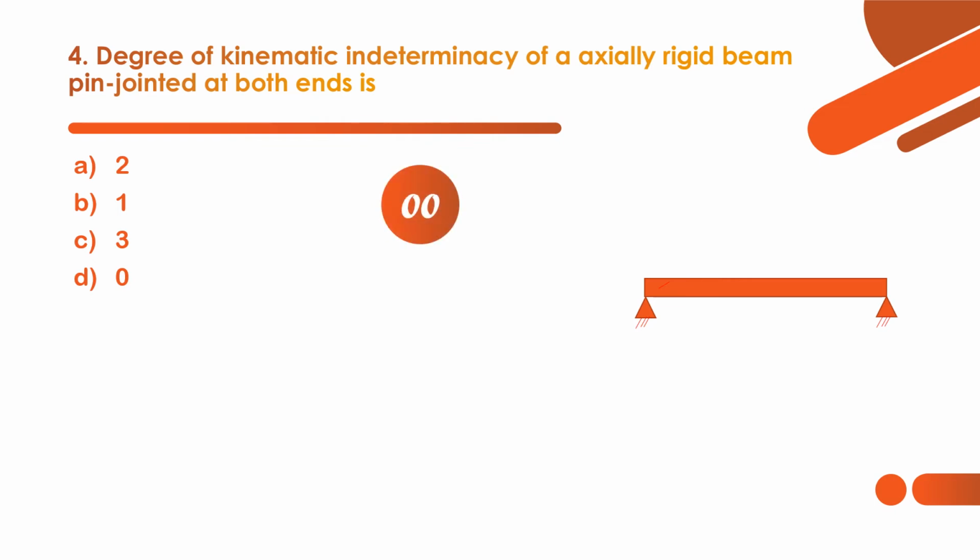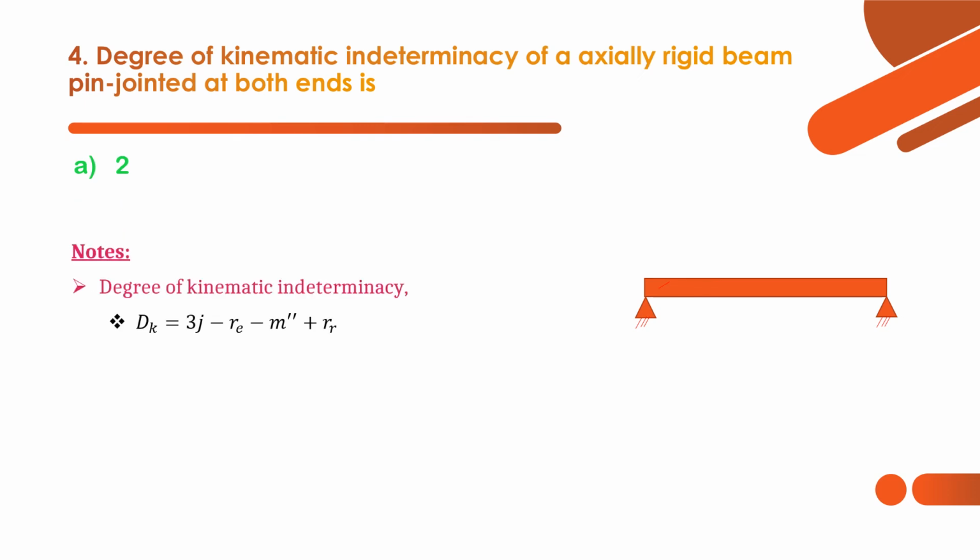We have already learnt about degree of static indeterminacy. Now in this question, kinematic indeterminacy. Let's see the formula. K is equal to 3j minus re minus m double dash plus r suffix r. Here j is the number of joints, re is the external reactions, m double dash is the number of axially rigid members in the structure, and r suffix r is the force releasers. There are no force releasers in this beam, so r suffix r is 0 here.